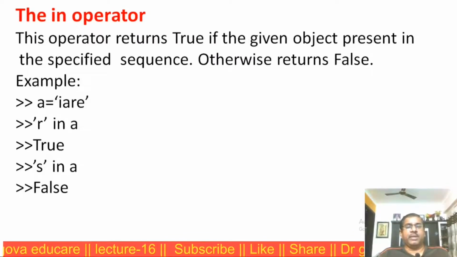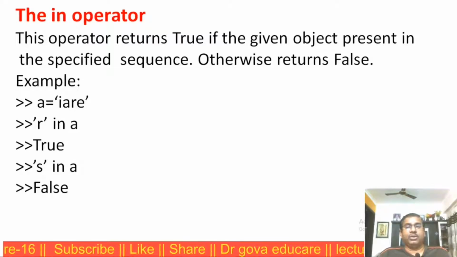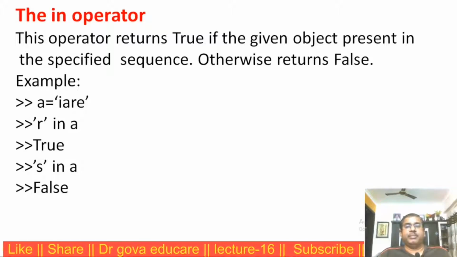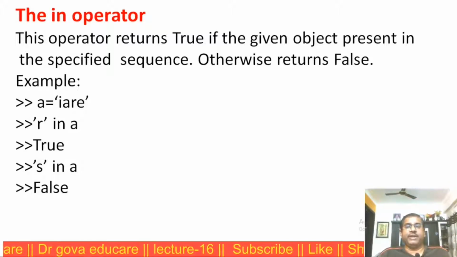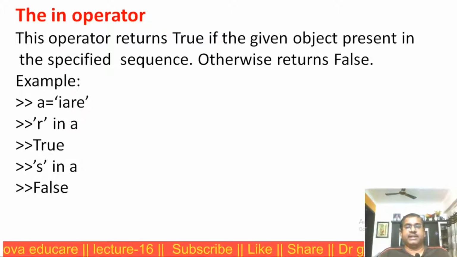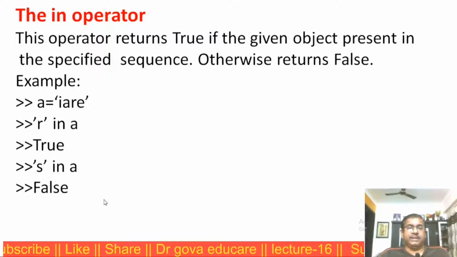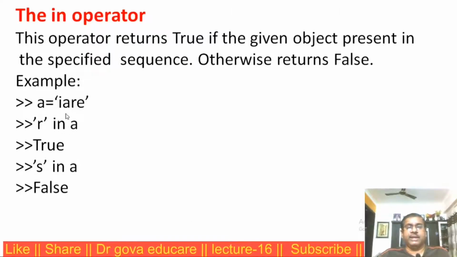We will discuss them one by one. The in operator returns true if the given object is present in the specified sequence, otherwise it returns false. Say, for example, A is equal to IARE.